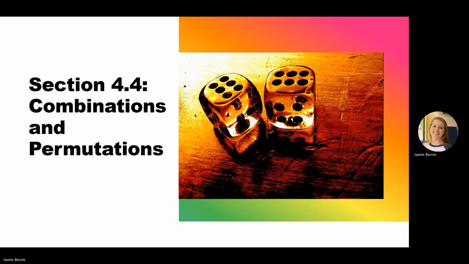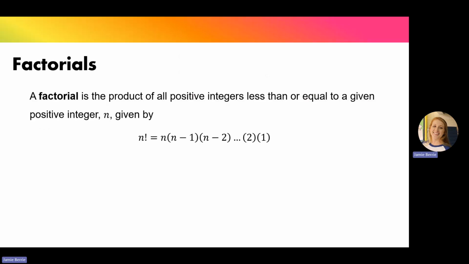Talking about combinations and permutations, the first thing that we need to talk about are called factorials. Factorials have a special symbol. The symbol for a factorial looks like an exclamation point. You might see an expression with a factorial written like this, so maybe like 5 factorial.